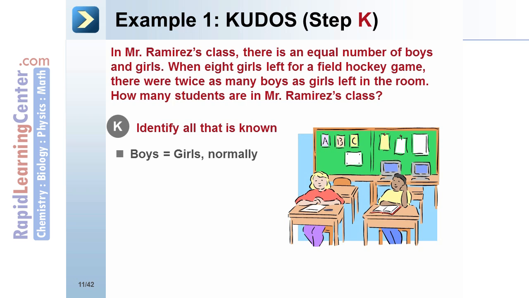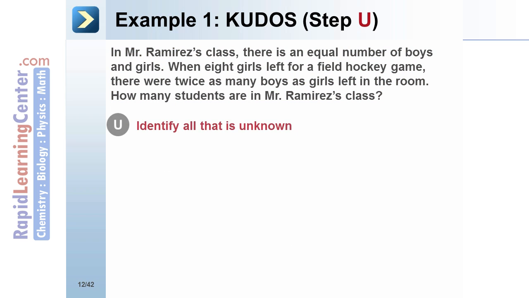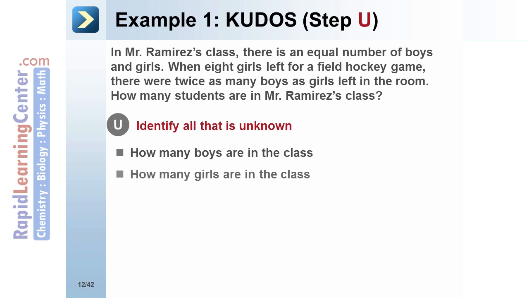The number of boys equals the number of girls normally. After 8 girls leave, the number of boys equals 2 times the number of girls. The second step, U, is to identify all of the unknown information. We need to know how many boys are in the class, how many girls are in the class, and how many students total are in the class.